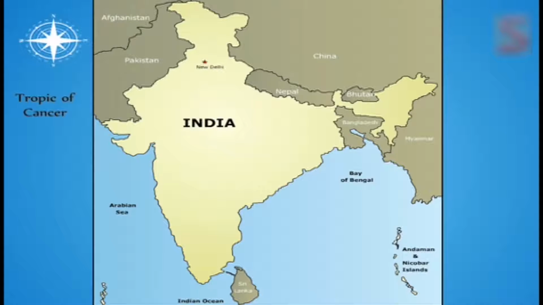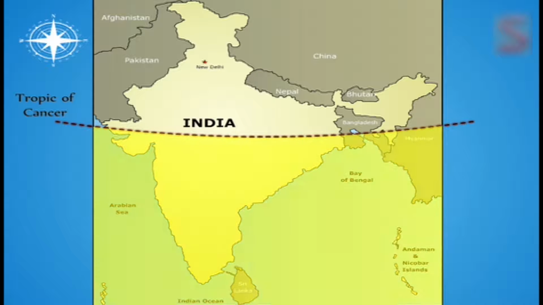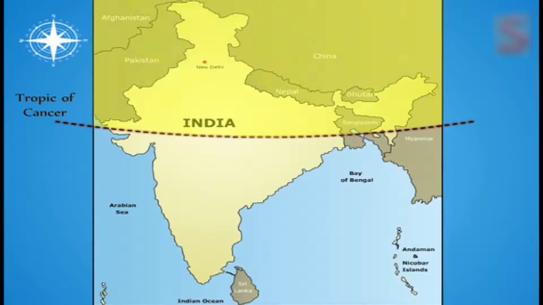India is divided into two equal parts by the Tropic of Cancer, which runs exactly center of the country. While the part south of the Tropic of Cancer lies in the tropical zone, the part north of the Tropic of Cancer lies in the temperate zone.